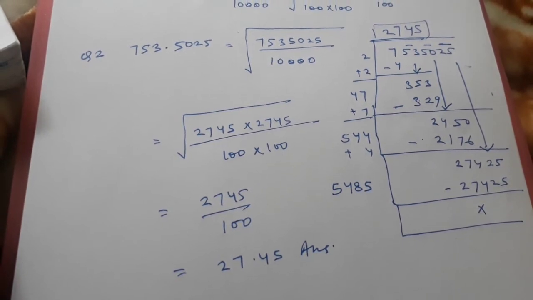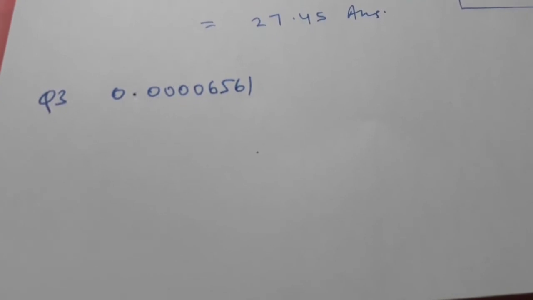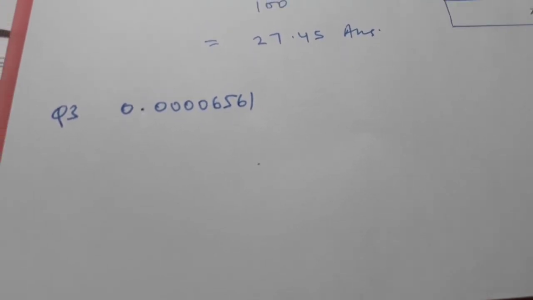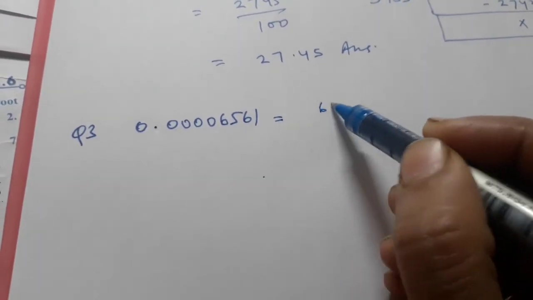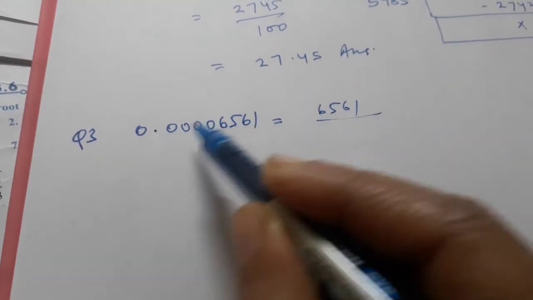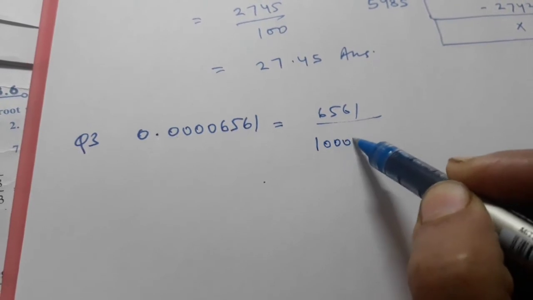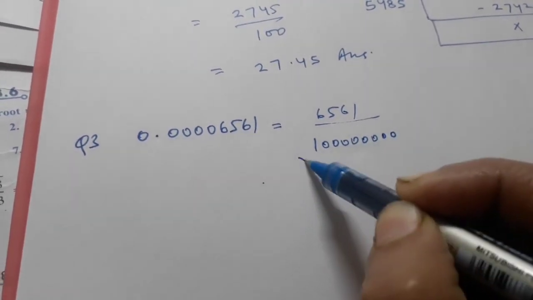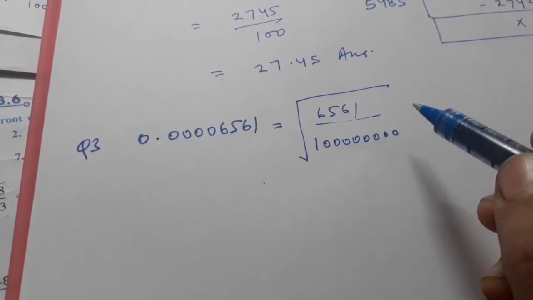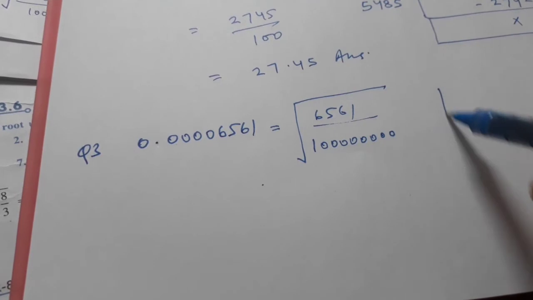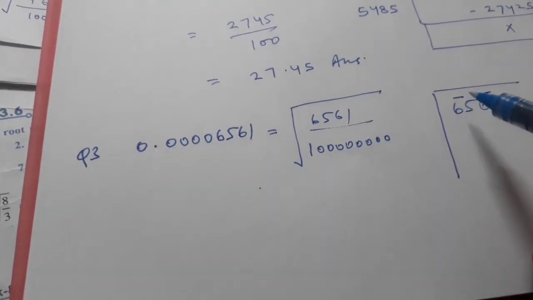Now proceed with question number 3. So question number 3 is 0.4 times 0, 6561. First of all, we will change it into rational number form. 6561 by 1, 2, 3, 4, 5, 6, 7, 8, 8 zeros. So for evaluating, we have to find the square root by the long division method. 6, 5, 6, 1, making the pair from the right hand side.